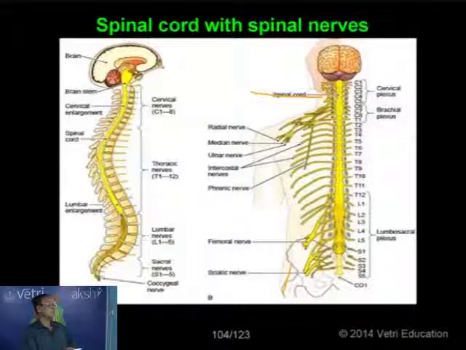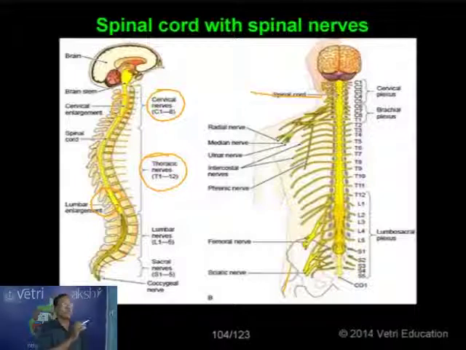Normally I mentioned the spinal cord shows 2 enlargements, cervical enlargement and lumbar enlargement. And now the nerves 1 to 8 arising from the neck region are called cervical nerves, C1 to C8. Then we have T1 to T12, altogether 12 pairs of thoracic nerves, and L1 to L5, the lumbar spinal nerves, and S1 to S5, the sacral nerves, and then the coccygeal nerve, 1 pair.